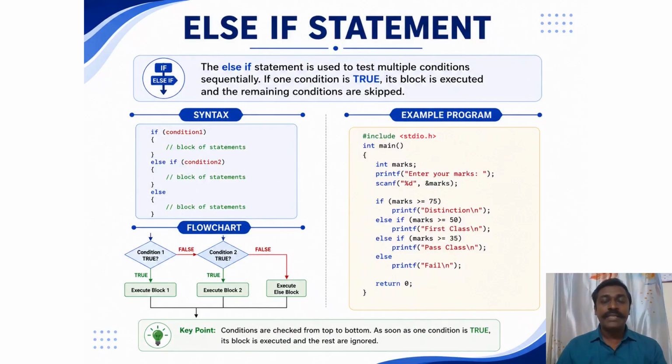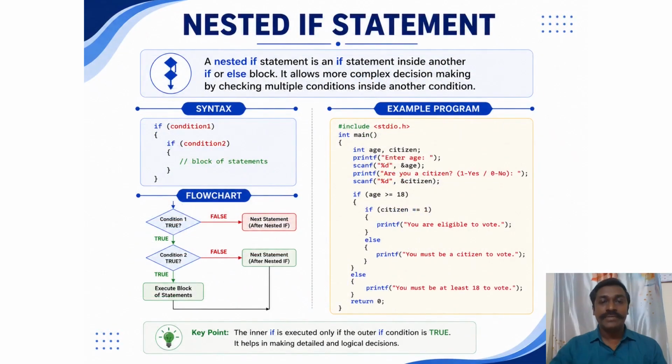And then we have nested if. This is an if statement inside another if block or else block. This allows more complex decision making by checking multiple conditions inside another condition. Here we will have if condition 1, then if condition 2, then if condition 3, like this, with a block of statements inside another if. For example, if we want to check two or more conditions, then we will use nested if.